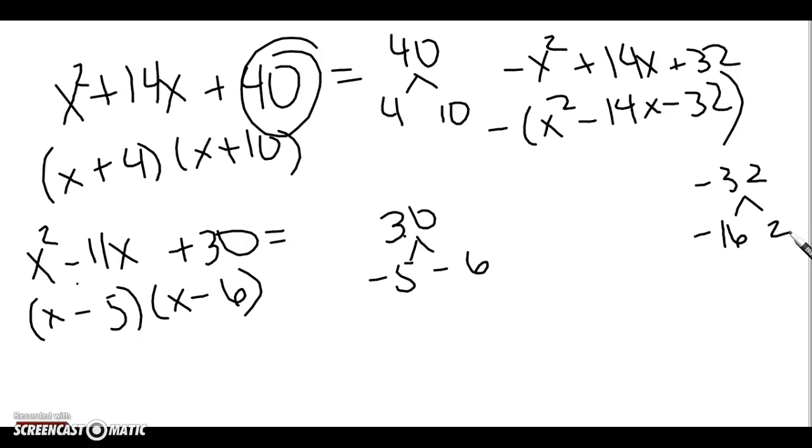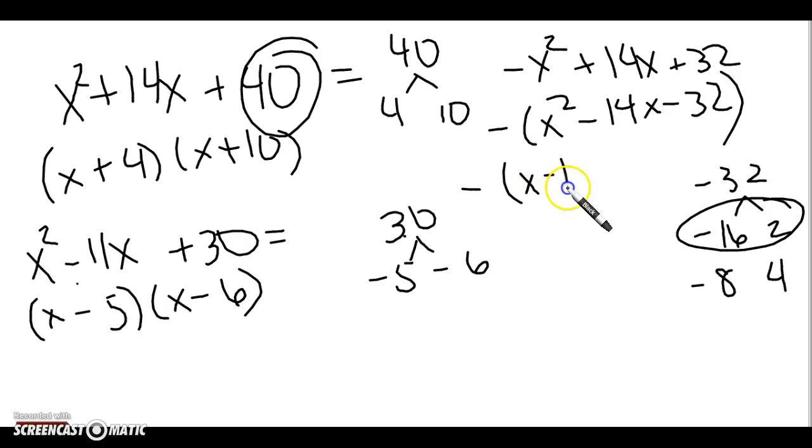I could have also tried 4 and 8, but when I add those, I just get negative 4. So this one is the one that works. So I get negative, x minus 16 and x plus 2. I hope that this helps.